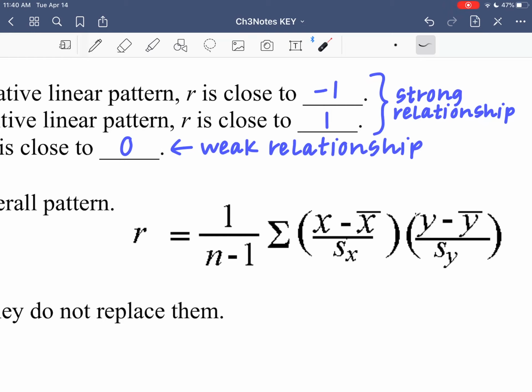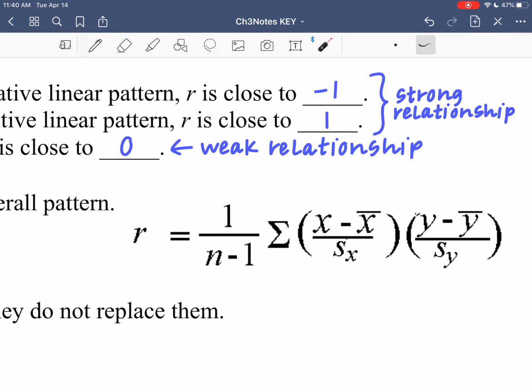So remember, this is two quantitative variables. What this formula is saying is take the x value of every point and the y value of every point, find the z-score of each of those x and y values, multiply those z-scores together, and sum that for every single value, then divide by n minus 1.